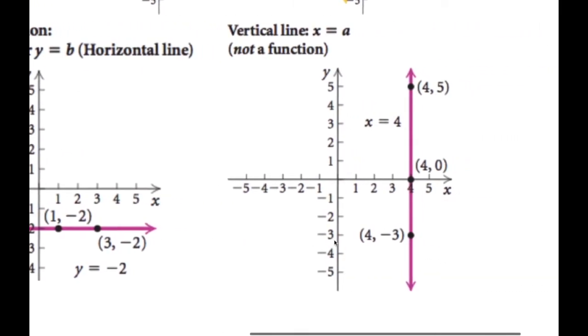Vertical line, this is not a function. It fails the vertical line test. You draw a vertical line here and it touches more than one point. Because, check this out, if the input is 4, then the output could be any number. It could be 5, it could be 0, it could be -3. So this is not a function. Although you can still graph it if you want. You just type into Desmos x equals some number, like x equals 4, and then it'll graph. It's graphable. It's a relation. It's a pairing of input and output values, but it's not a function.